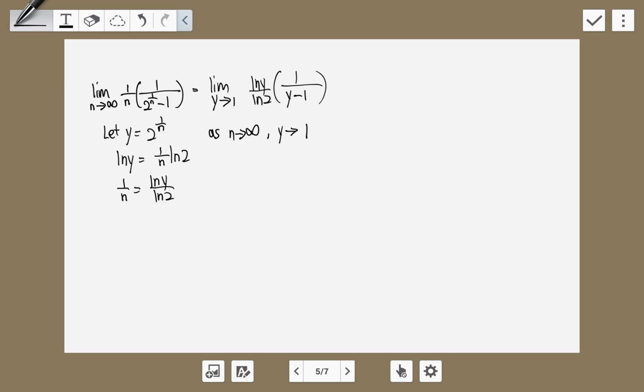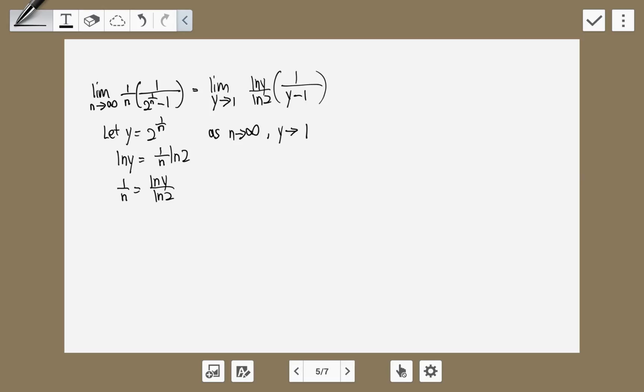So now, as y approaches 1, we still cannot know what the limit is because ln 1 is 0. Whenever you get 0 and the bottom also approaches 0, you cannot make any sense of it because 0 over 0 is undefined, it's not a constant. So I need to change this again into something equivalent so that I can make sense of the limit. So what do I do?